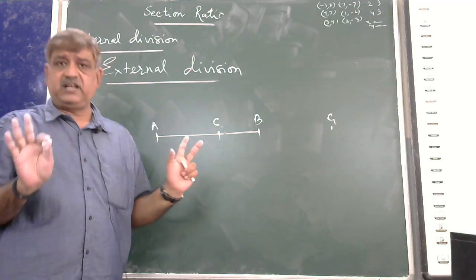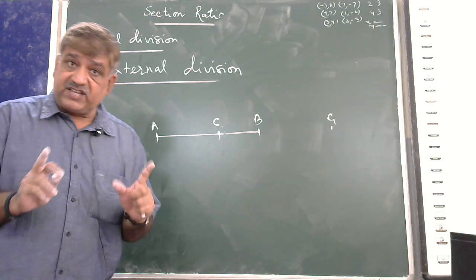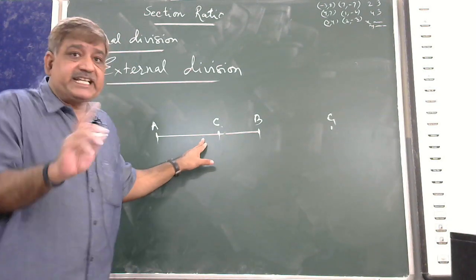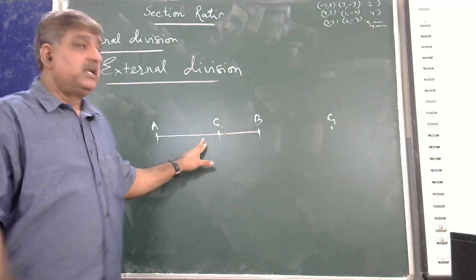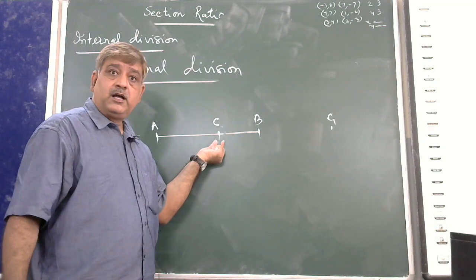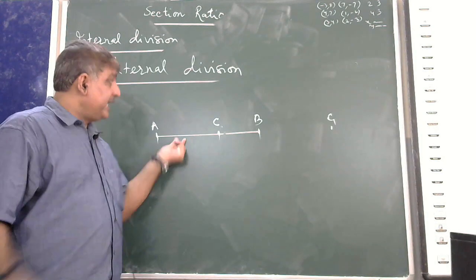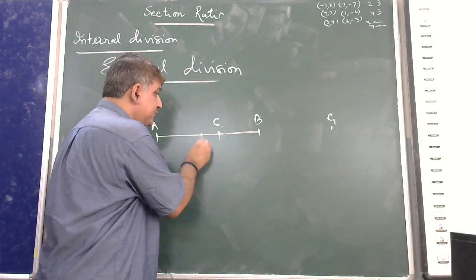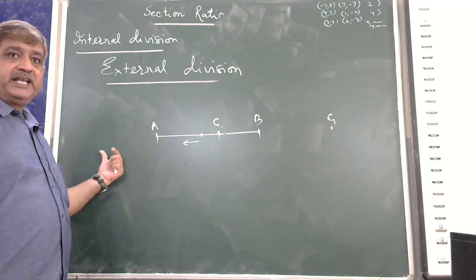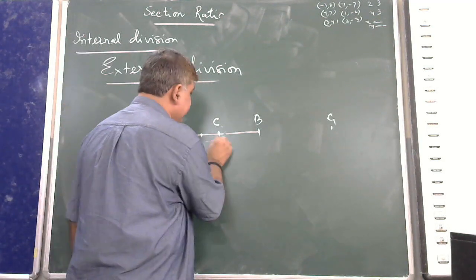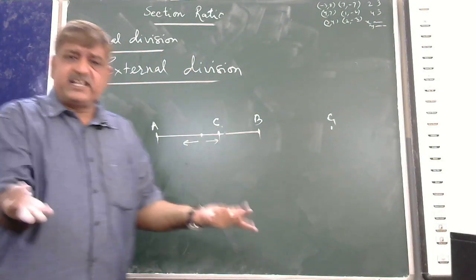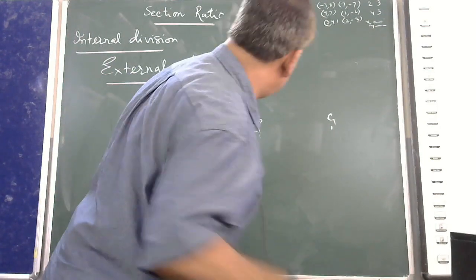How? You see here. One more important thing is that if C is the midpoint, then in that case you will not get any external division. But if C is not a midpoint, it lies here, or here. If it is left of the midpoint, your external division corresponds in this direction. If it is right of the midpoint, your external division corresponds in this direction. Let us take an example to prove it.